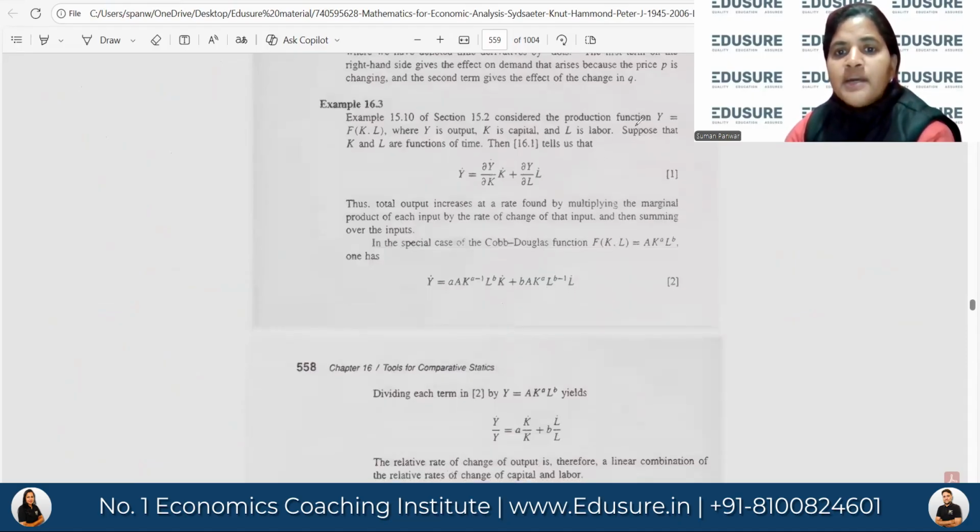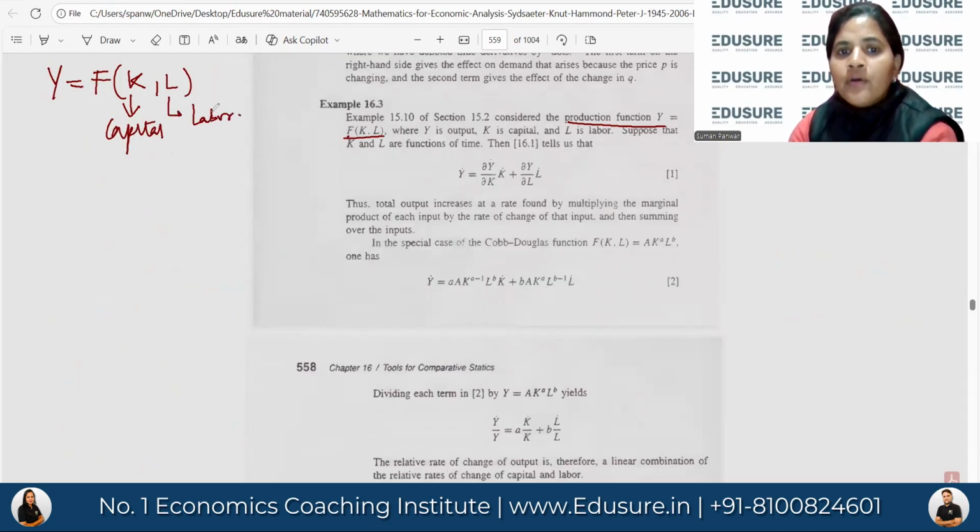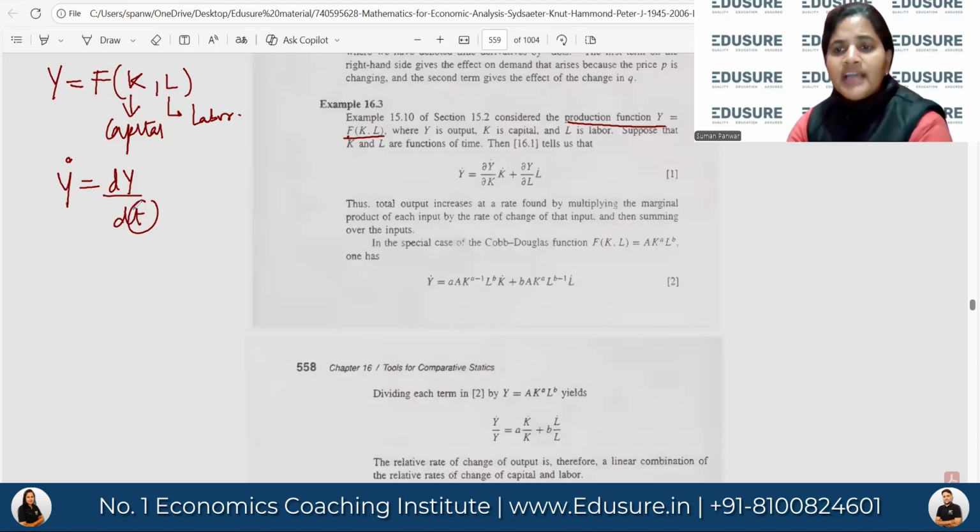Okay. Now suppose we have a production function y is equal to f(k, l). So y is a production function and the production function depends on k and l, where k is the capital and l is the labor. Then obviously if I want to calculate y dot, y dot means dy by dt. Now this t can be any variable, so I can have dy by dx, dy by dy and so on.